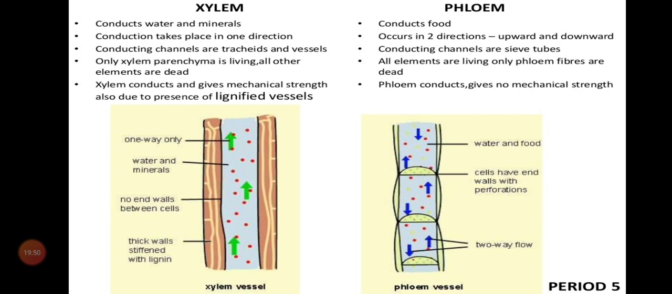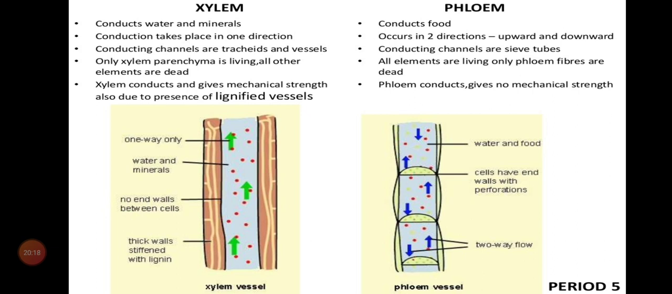Come to phloem. Here the conducting channels are only sieve tubes. Along with the sieve tubes, sideways we can see the companion cells also. All elements are living, only phloem fibers are dead, because here they need to transport food items. Because lateral transfer also will be there, two-way transfer also will be there. So phloem parenchyma, sieve tubes and companion cells, these three are living, only phloem fiber is dead.